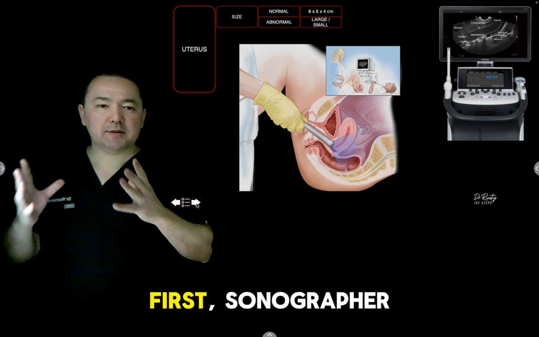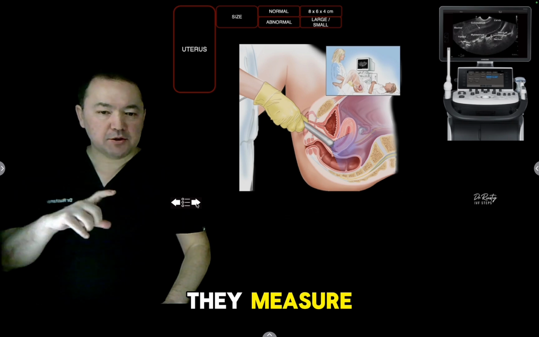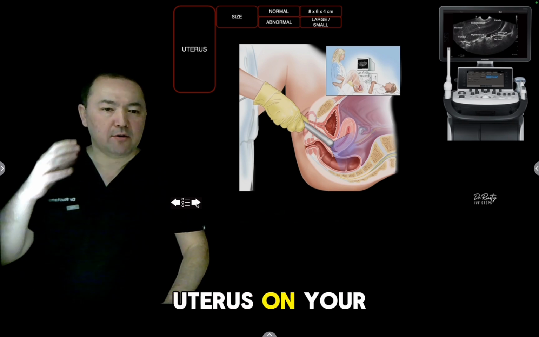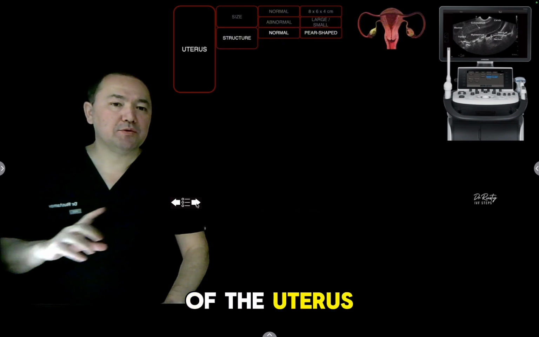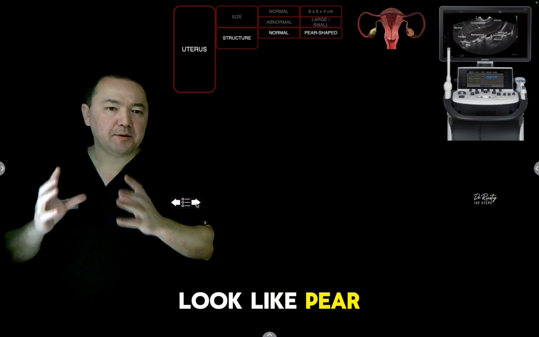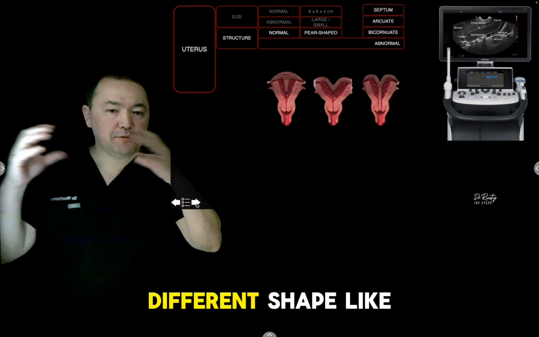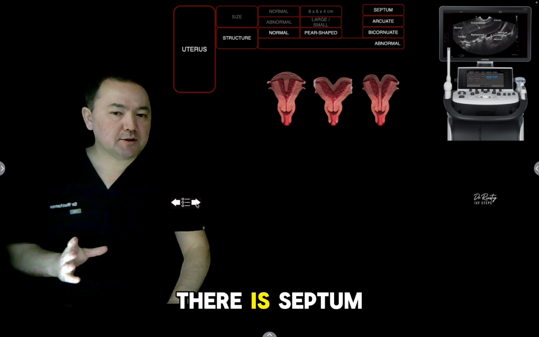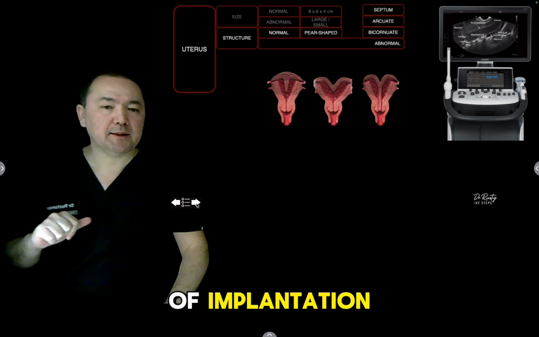So when you have a scan, first the sonographer scans your uterus. They measure the size of the uterus and write the actual size of the uterus on your report form, and they check the structure of the uterus. A normal uterus should look pear-shaped. An abnormal uterus can have a different shape, like bicornuate uterus or arcuate uterus, and they need to check if there is a septum inside the uterus, which may negatively impact the chance of implantation.